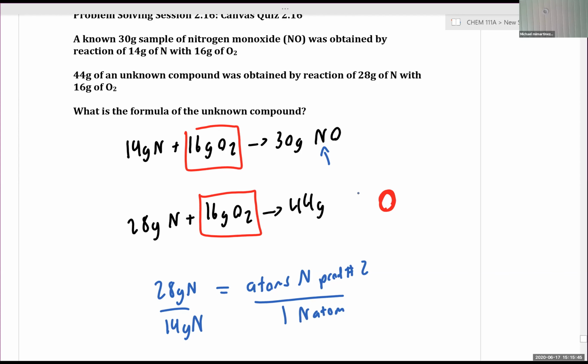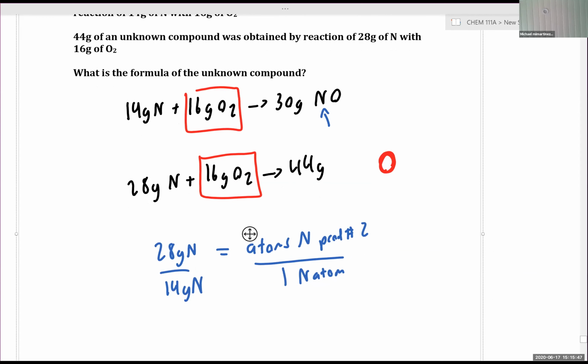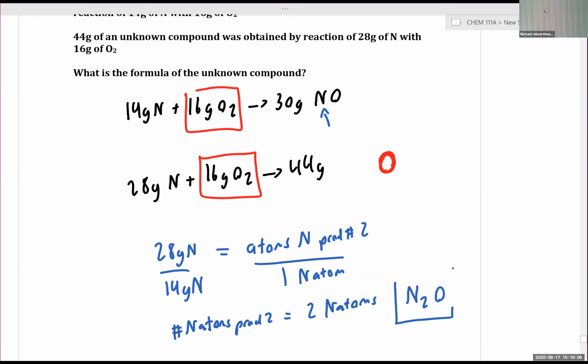Okay, so as a result, after solving, we get that the number of nitrogen atoms in product 2 is equal to 2 nitrogen atoms. So in turn, that would give us a formula of N2O, or dinitrogen monoxide. Does this example make sense to everyone? Any questions on this example?